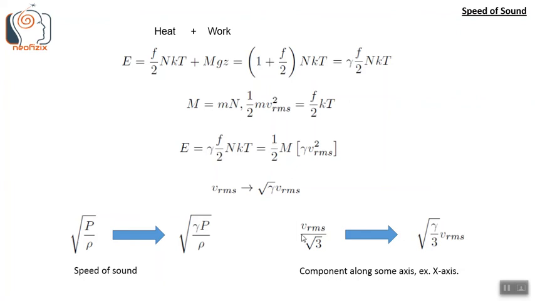And this also implies that the component of this Vrms along any direction x, y, z will be, instead of Vrms by root 3, initially it will be Vrms by root 3. So if Vrms is the total root mean square velocity, if we split into 3 components x, y, z, each will get Vrms by root 3. But in this case, since the Vrms has an extra gamma factor, each component will also have this added gamma factor. So each velocity component along each axis is square root of gamma by 3 into Vrms.